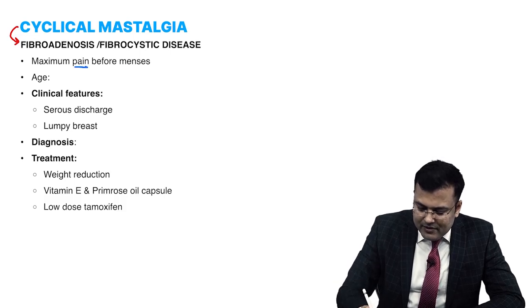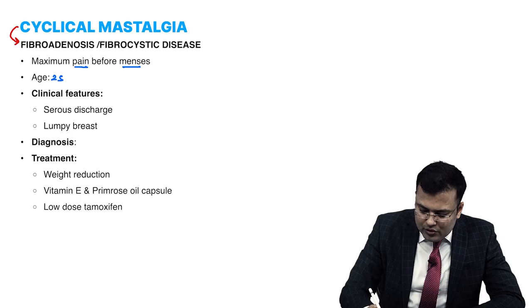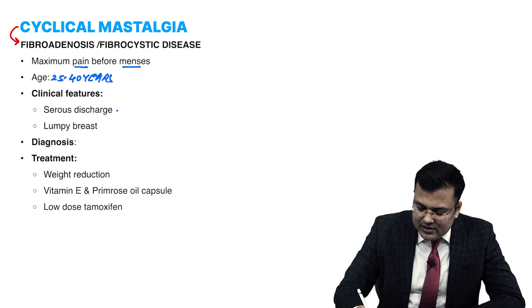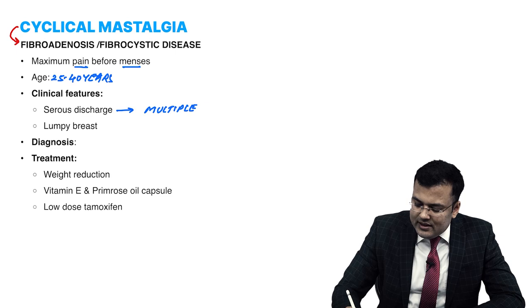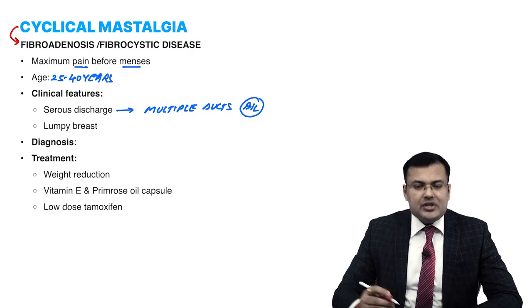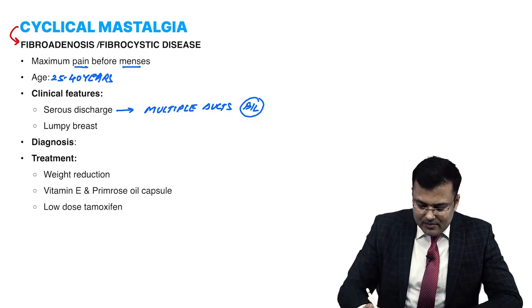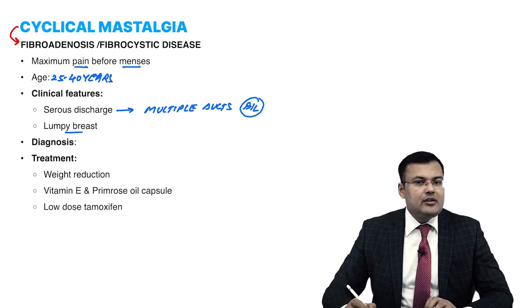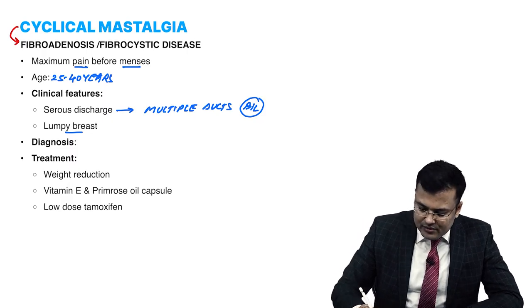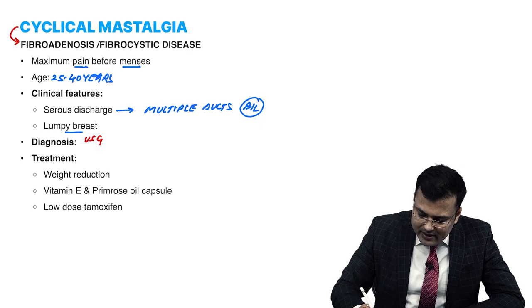So there is maximum pain before menses, age usually 25 to 40 years. She tells you about serous discharge from multiple ducts bilaterally, and the patient has heaviness in the breast, lumpy breast. So how to make the diagnosis? Usually we send the patient for ultrasound. So diagnosis is made by ultrasound.